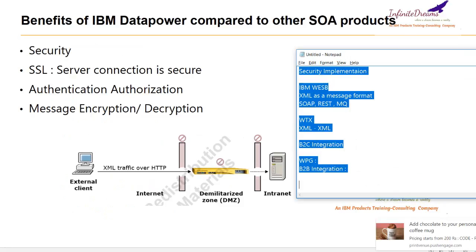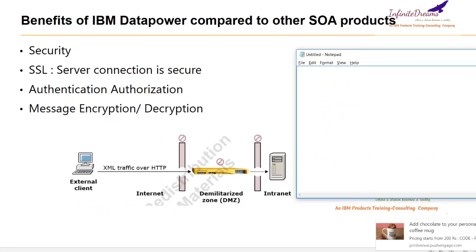As we saw in the last slide, the main advantage of IBM DataPower is that it helps us implement security. Now, can't we implement security with IIB? Yes, my answer will be yes, we can implement security with IIB, but if you implement security with DataPower, it will be quite fast compared to IIB.